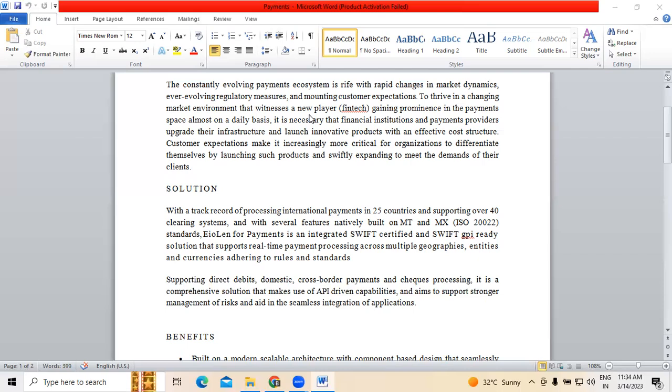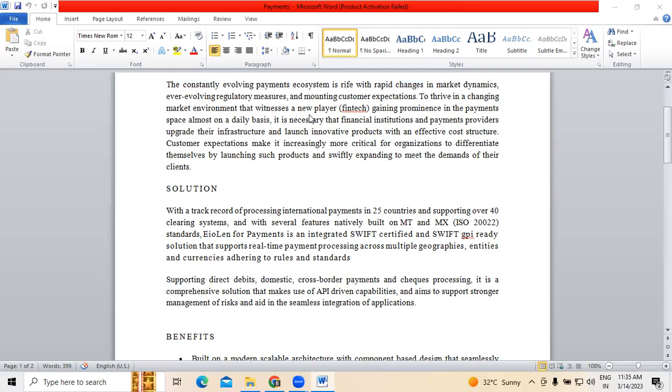Next, second paragraph. Supporting direct debits, domestic, cross-border payments, and checks processing. It's a comprehensive solution that makes sure of API-driven capabilities and aims to support stronger management of risk and aid the seamless integration of the application. So this paragraph explains the technical capacity of the product. Means what technical capacity? This product that they are developing, what does it have?